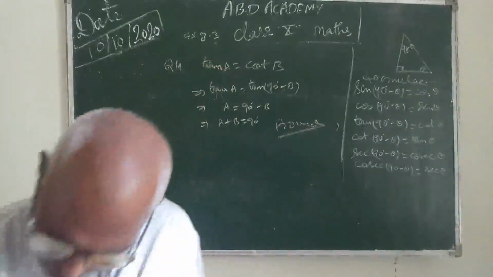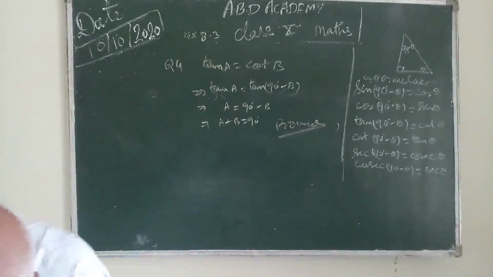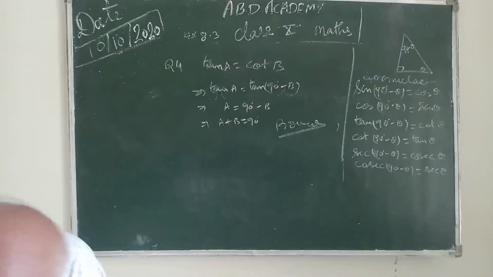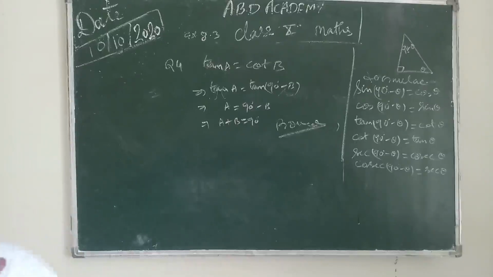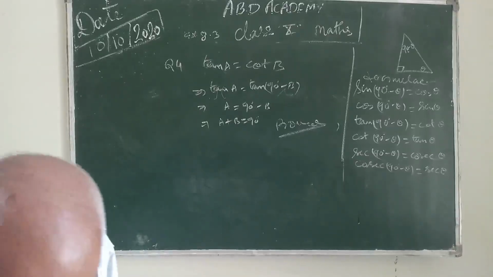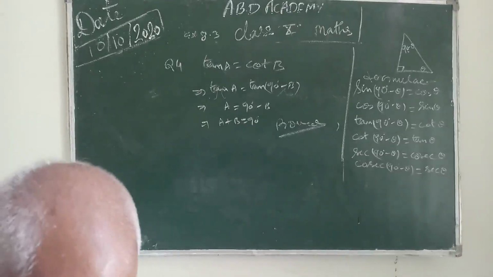This is the 4th one. Likewise, if sec 4a is equal to cosec a minus 20, then change cosec into sec or sec into cosec, and you will get the value of a as you did in question 3. So, it is number 5. Let us proceed. Two more questions are in this exercise.